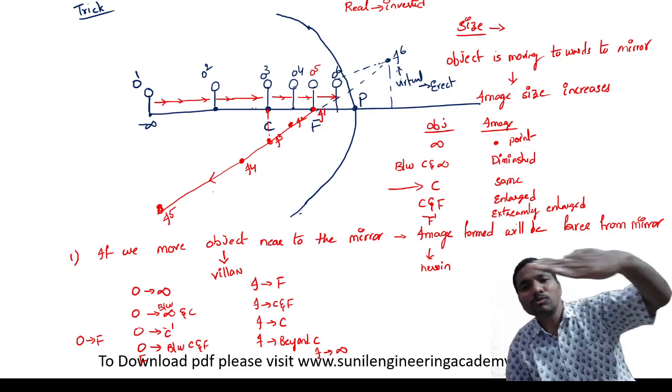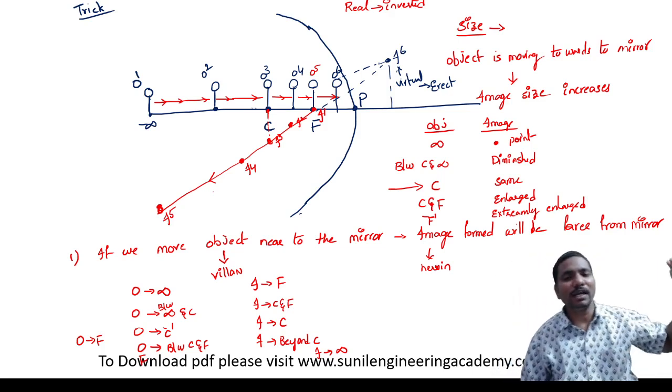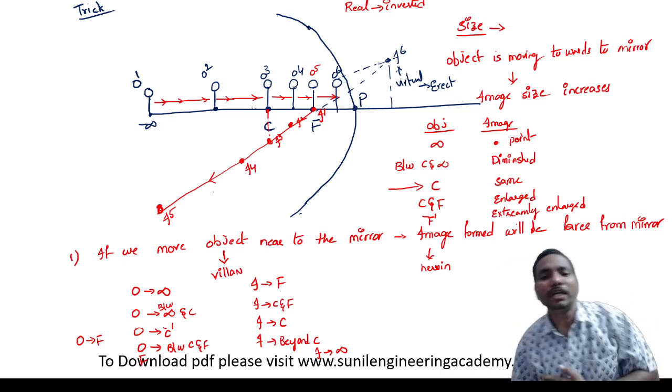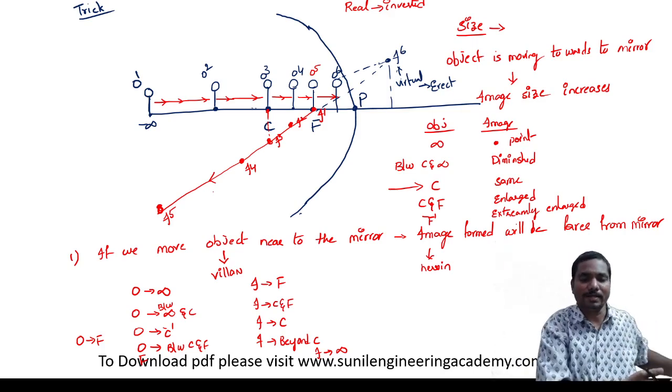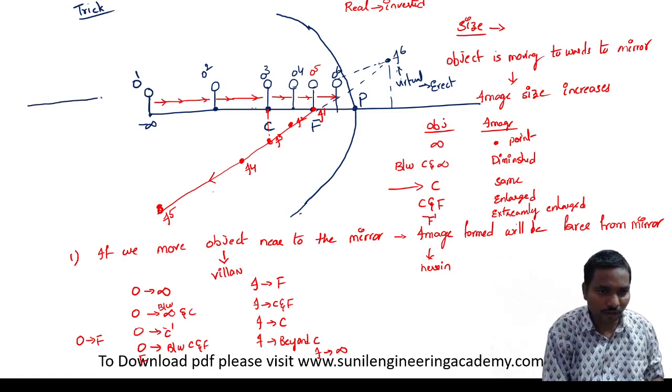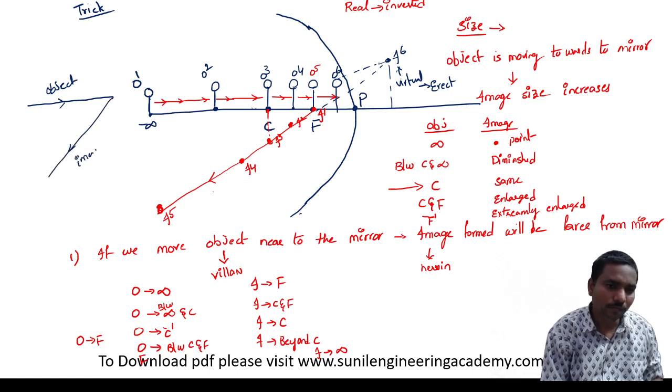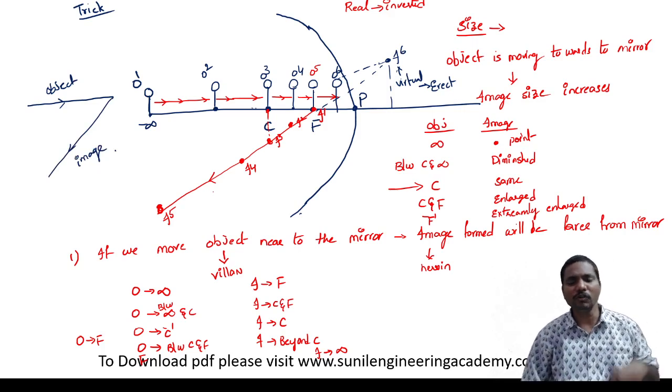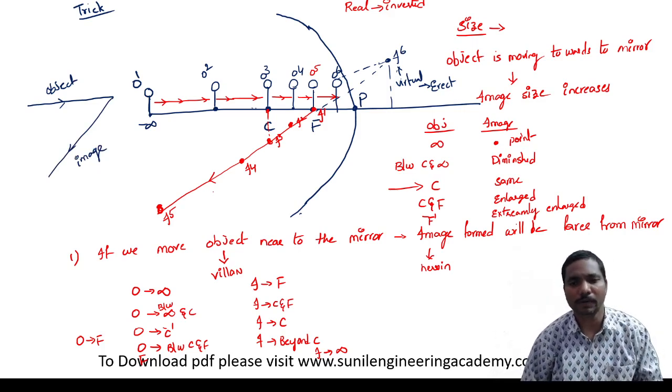So try to understand this trick. Whenever the object is moving near to the mirror, that is, the villain is near to the heroine, the heroine is going to go back in this direction. If the object is moving in this direction, your image will be moving in this direction. If you know this one, we can give an answer for any type of question.